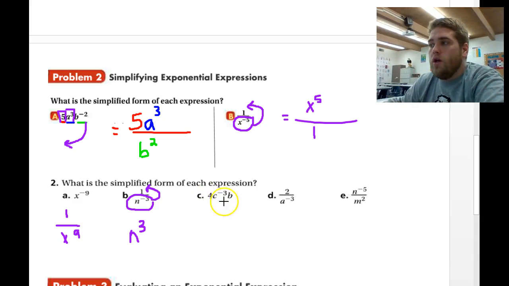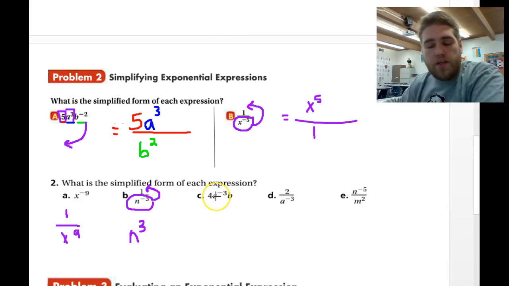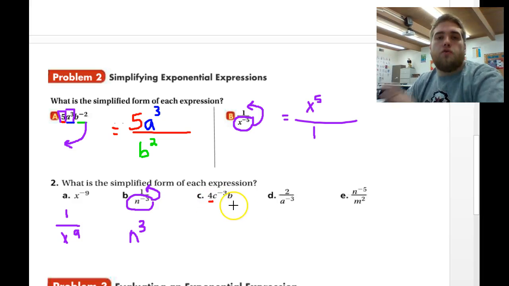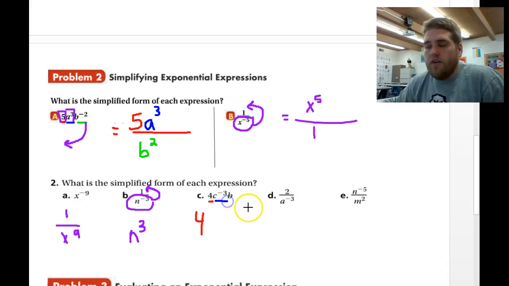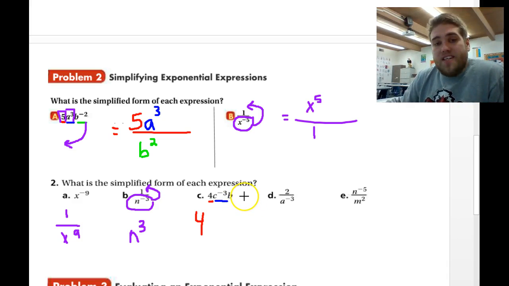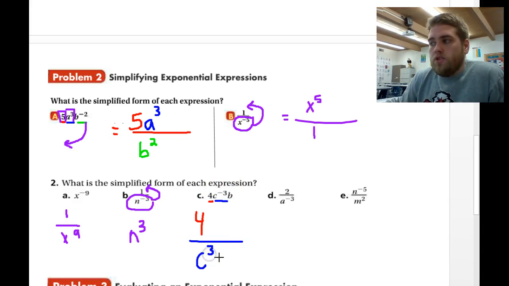That's all we're doing. On C, once again, this has multiple things, so we want to take it term by term. So I just start off with 4. Okay? I start off with my leading coefficient, my number out front. Is there anything negative touching 4? No, I leave it alone. So there's my 4. My next term is c to the negative 3. Can I have c to the negative 3rd? No, I cannot. If it's negative on top, I put it on bottom.